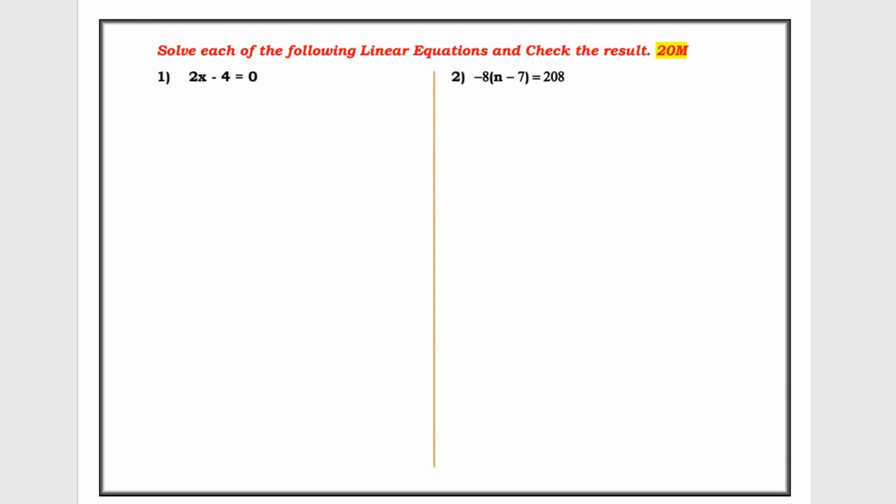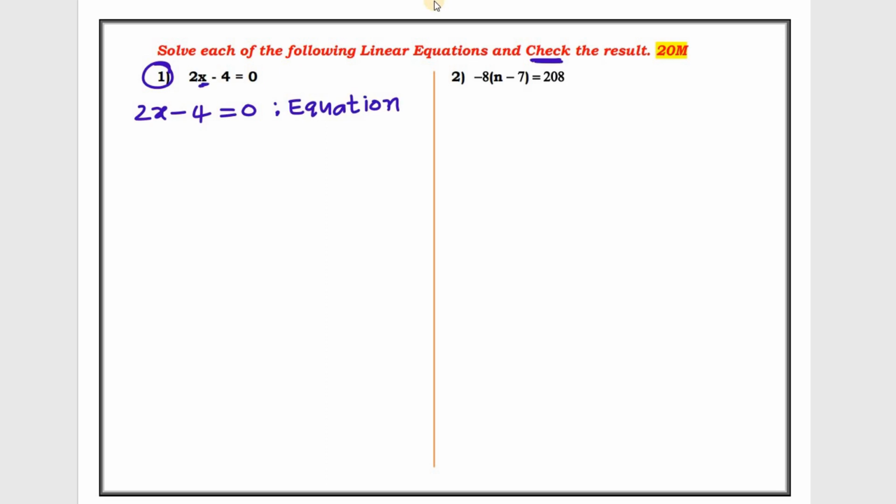Solve each of the following linear equations and check the result. It is asking us to check the result. The first one: 2x minus 4 is equal to 0. This is a linear equation, so I am writing the given equation: 2x minus 4 is equal to 0. In this equation we have to find the variable. The variable here is x.